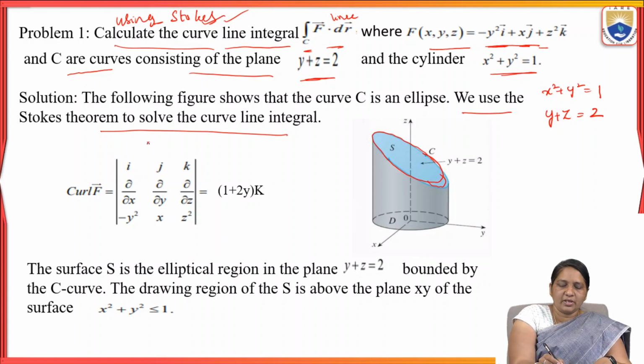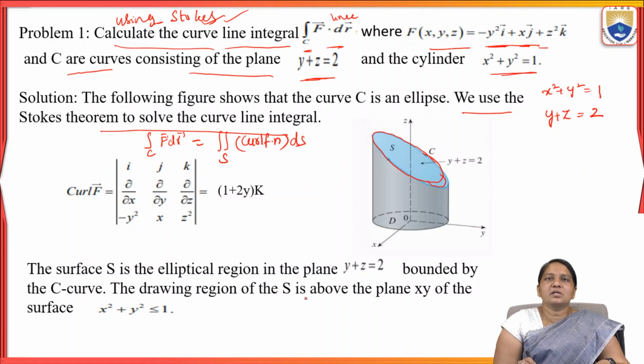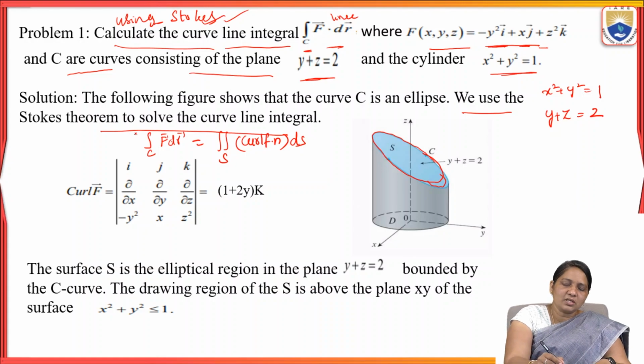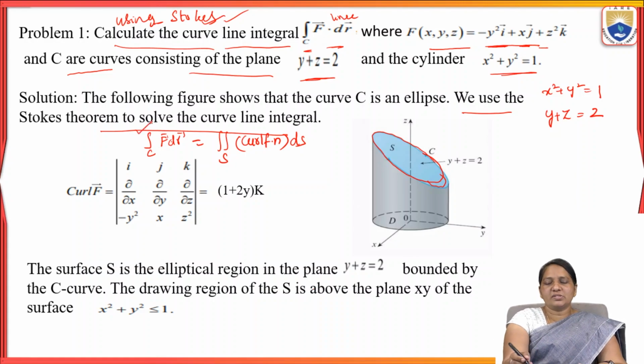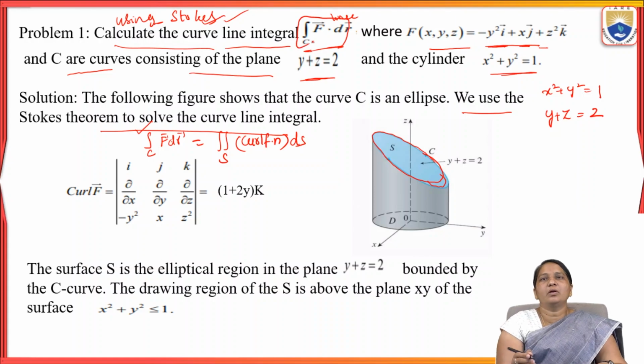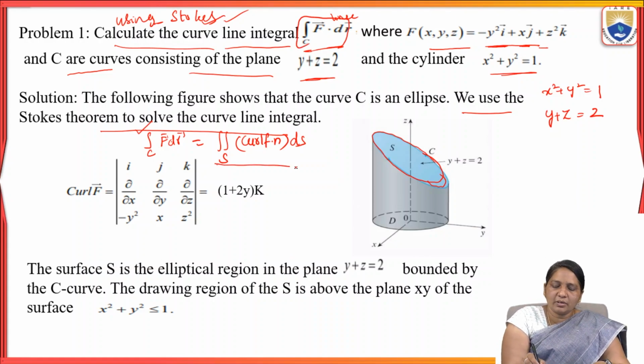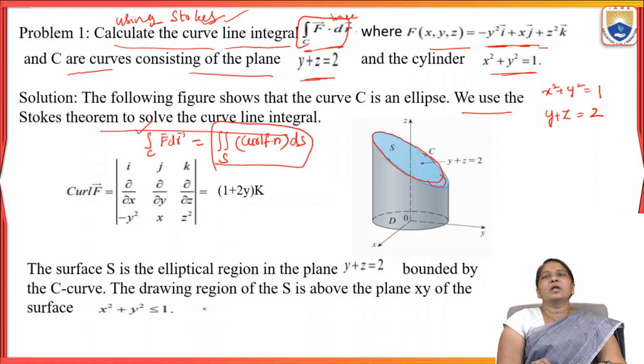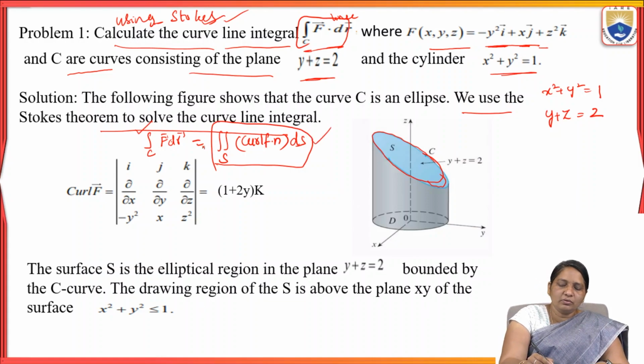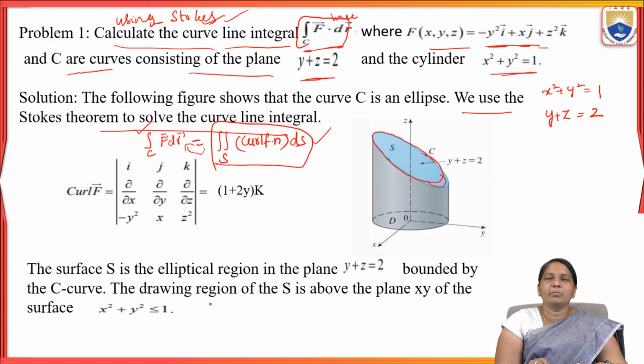So what is the statement of the Stokes theorem? Integral over C of F bar dot dr bar is equal to the double integral over S of curl F dot n dS. This is the statement of the Stokes theorem. So what are they asking? They are asking to calculate the integral over C of F bar dot dr bar. That means if we calculate the double integral over S of curl F dot n dS, that is equal to the integral over C of F bar dot dr bar according to the statement of the Stokes theorem.